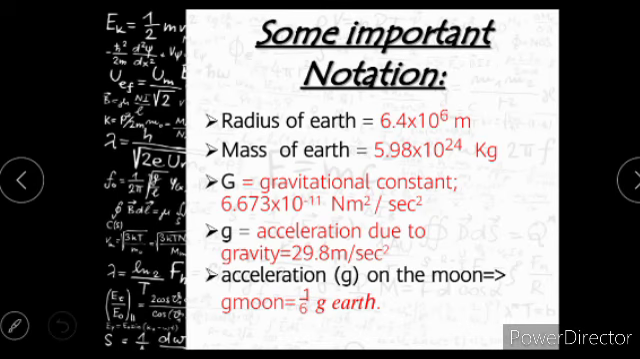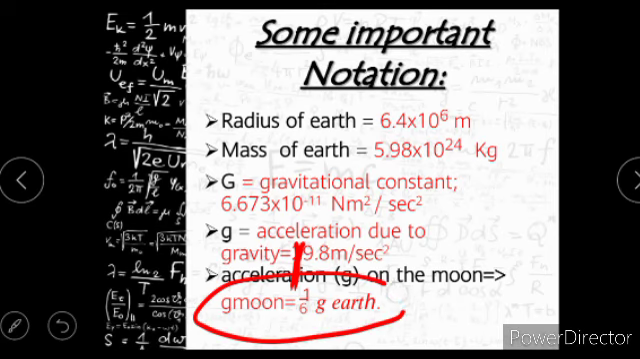Small g, acceleration due to gravity, equals 9.8 meter per second square. It is not 29.8, it is 9.8 meter per second square. That small g, acceleration due to gravity, is 9.8 meter per second square. And acceleration on the moon, that is g of moon, is 1 by 6 of g of earth. That is 1 by 6 into 9.8. The moon's acceleration due to gravity is 1 by 6 of the acceleration due to gravity of earth.